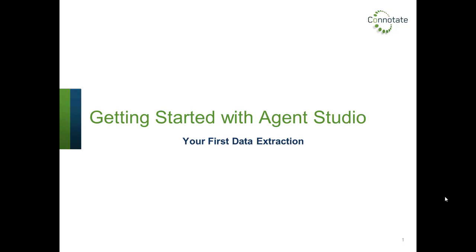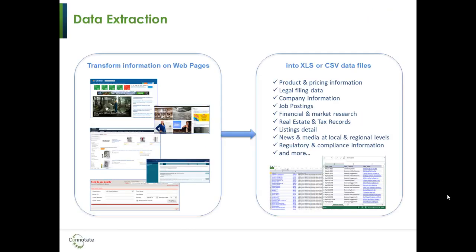In this video, I'm going to show you how to create a data extraction agent. Data extraction is the action of identifying data elements on a web page that you want to extract. Data elements can be anything, like product names, prices, dates, news headlines, people's names, contact details. Pretty much any information that you see on a web page might be something you want to extract.